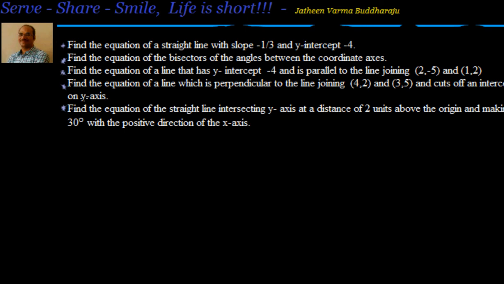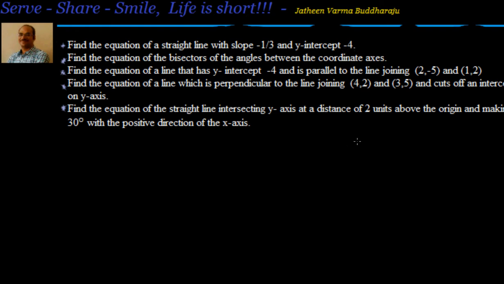In this session we will look into some examples related to finding out the equation of a straight line when we know the slope of the line and also y-intercept. So let's look into these examples by leveraging the formula y equal to mx plus c. So let's look at the first example. Find the equation of a straight line with slope minus 1 by 3 and y-intercept minus 4.